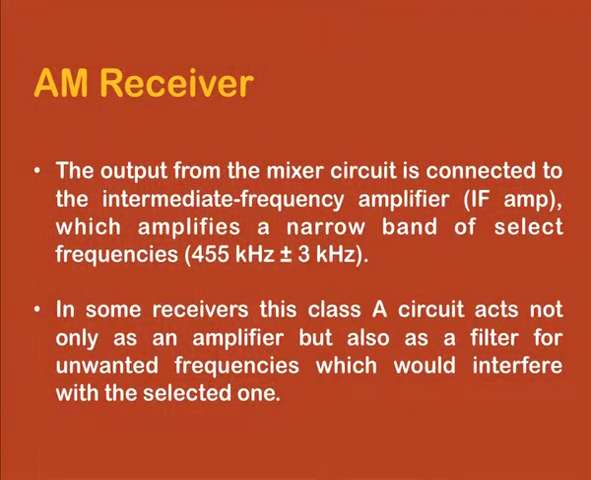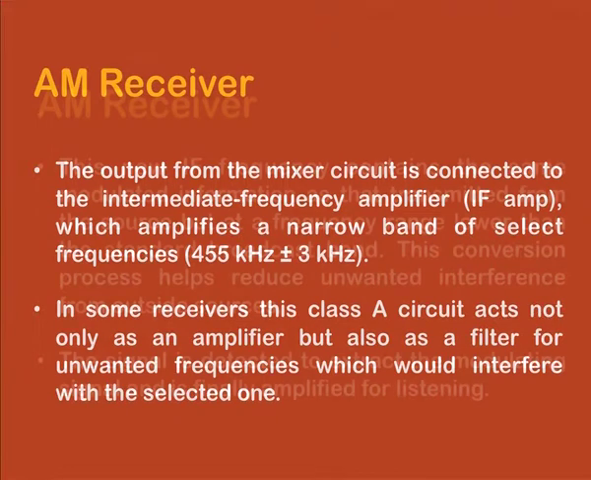Then the output of the mixer circuit is connected to the intermediate frequency amplifier, which amplifies a narrowband signal of select frequencies, which is 455 kilohertz plus minus 3 kilohertz, the band occupied by the AM audio signal, the human voice signal. In some receivers, this class A circuit acts not only as an amplifier but also as a filter for unwanted frequencies which would interfere with the selected one.